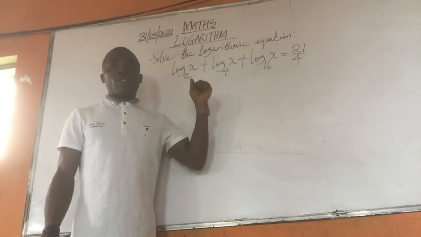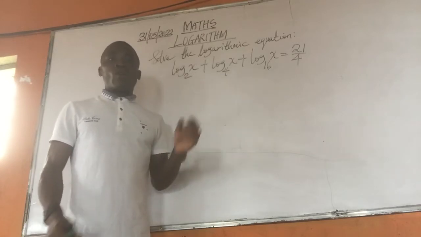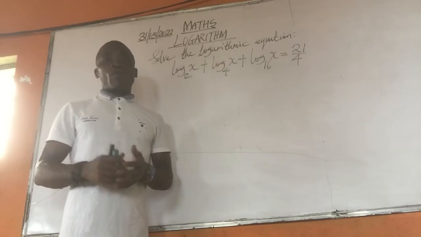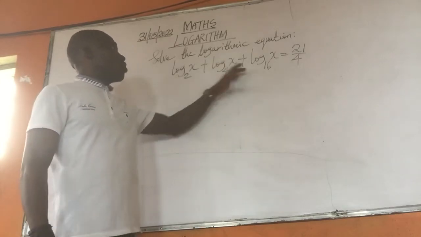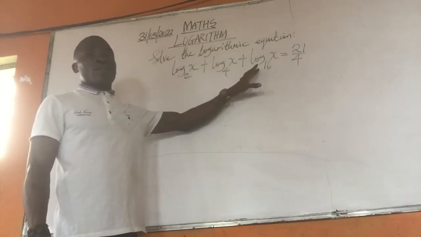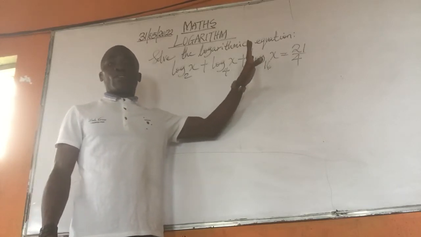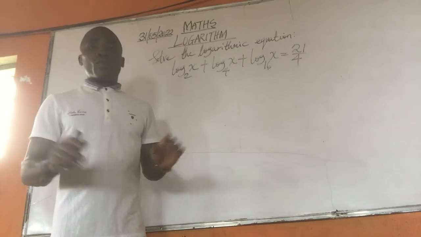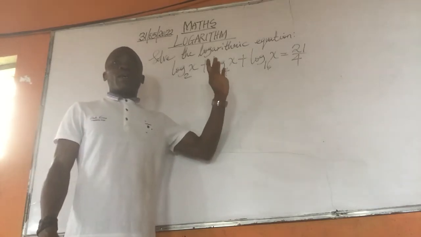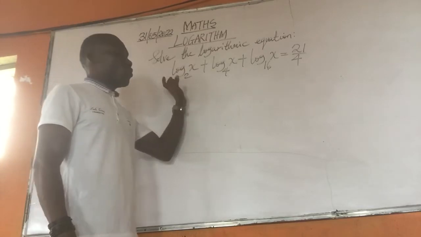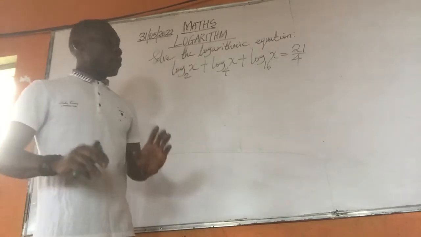Now, when you look at this equation that I have on the board, log base 2 of x plus log base 4 of x plus log base 16 of x equals 21 over 4. So how do you break down this kind of equation? It is very simple. All we have to do here is to reduce all logarithms to base 2. We break down everything to base 2.